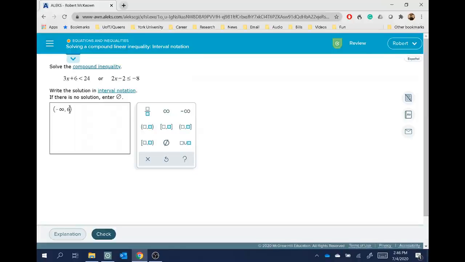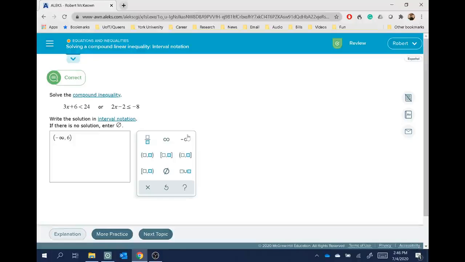Now I'll check my answer, and we got the correct answer on ALEKS. The interval of x is going to be between negative infinity and 6, but it cannot take on the value 6, so we have the rounded bracket.